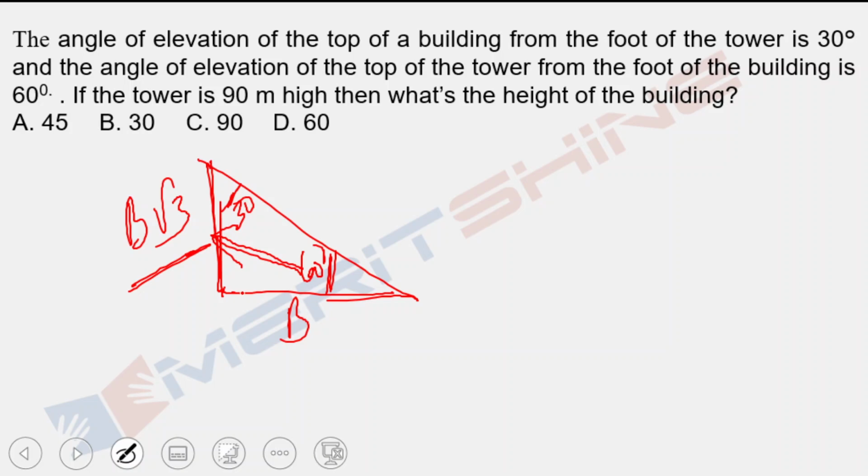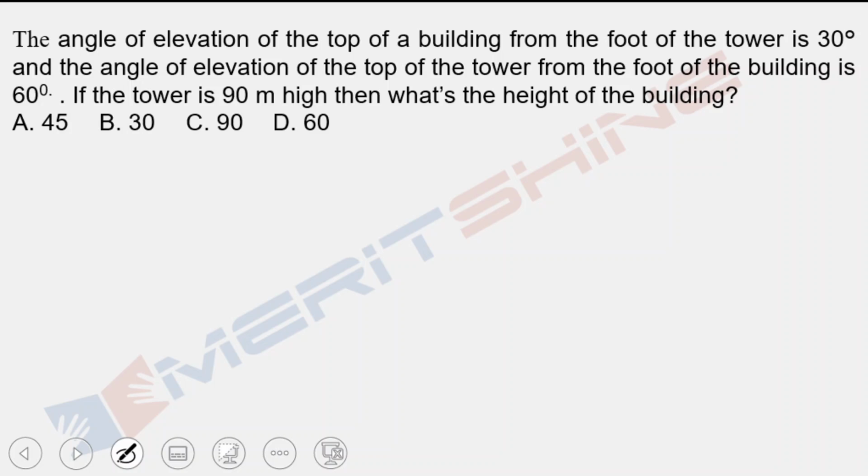Anything, if the one adjacent side is given to the 60 degree, the opposite side to the 60 degree would be that side multiplied by root 3. And if this is given, let's say h is given, so the opposite side of 30 degree would be h by root 3. Okay. This makes your calculations very easy. See? So if you have done this question, let's move forward.